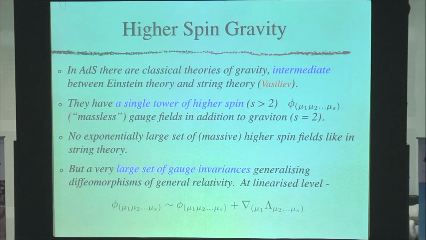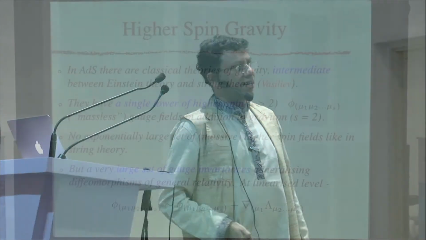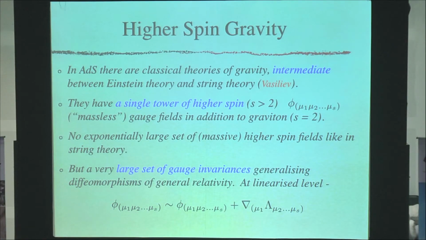But these higher spin fields come with a very large set of gauge invariances, just like Einstein's theory has the diffeomorphisms as the gauge symmetry. These theories have an infinite set of such gauge invariances, generalizing Einstein's diffeomorphism, and these typically are at the linearized level. These gauge invariances look something like this, but I should stress this is only the linearized form of the gauge symmetry. At the nonlinear level, it's much more complicated.